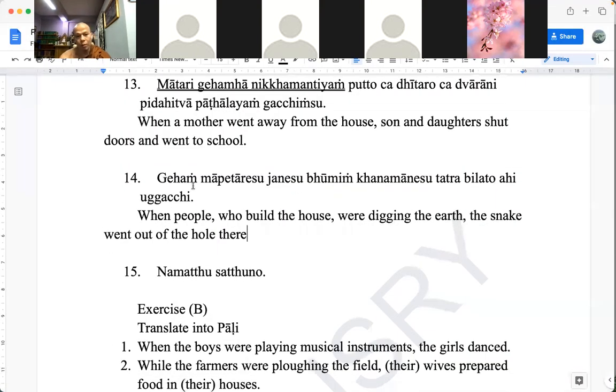So now, Giham Mabi Darisu Janesu Bume Kana Manesu Dadara Bila door. Bila door is ablative case because of door. That is an outdoor. Okay, out of the hole and then there. Dadara. So Bila door he ogechi when people. So who built the house? We're digging the earth. So the snake went out of the hole there. And now the last one.